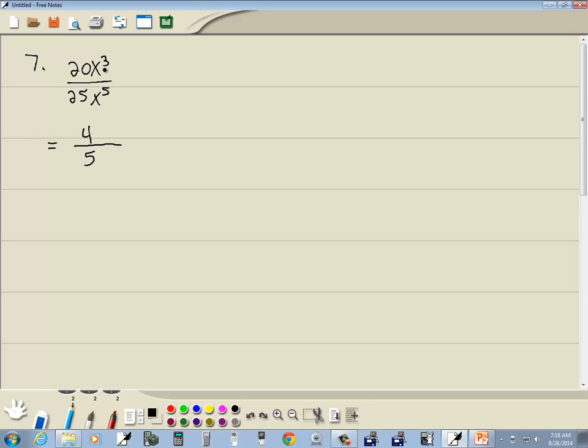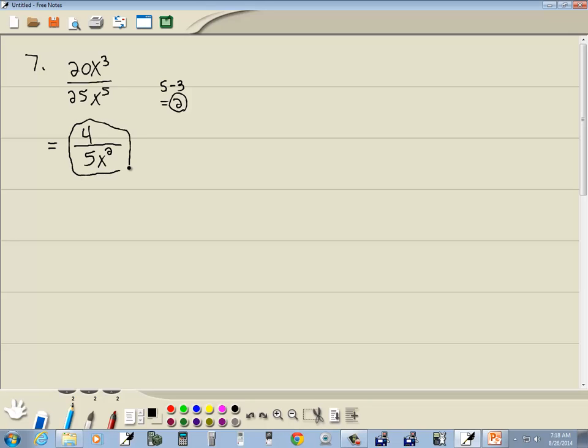Okay, now we have x to a power over x to a power. Remember what I said, you subtract the smaller exponent from the larger one, smallest power from largest power. 5 minus 3 is 2, so we're going to have x to the second power where the larger exponent was. Larger exponent was down below, so we're going to have an x to the second there. And that's our answer.